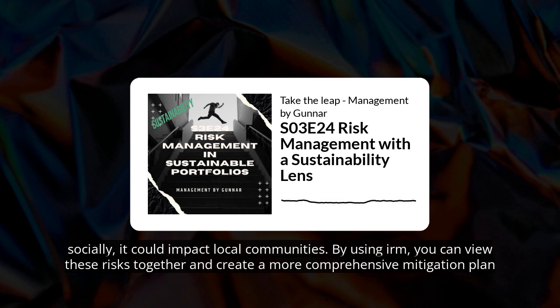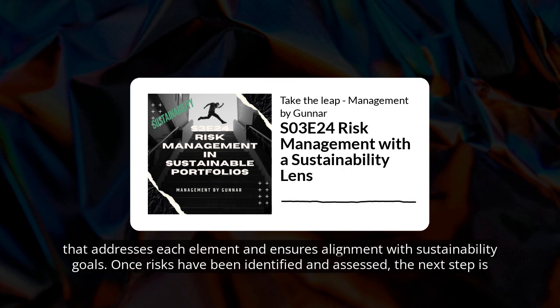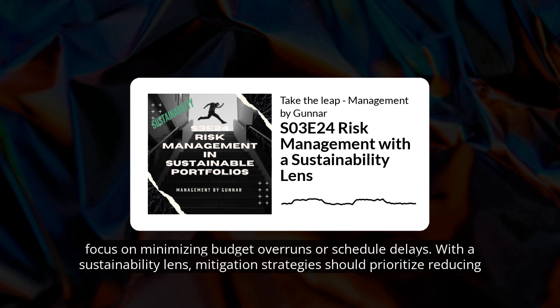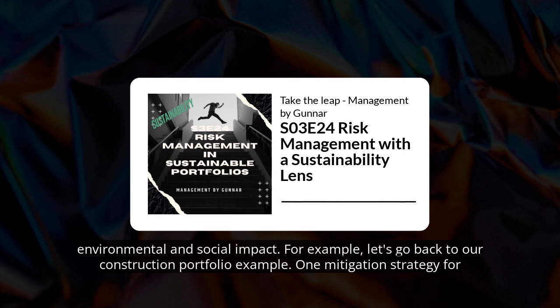By using IRM, you can view these risks together and create a more comprehensive mitigation plan that addresses each element and ensures alignment with sustainability goals. Once risks have been identified and assessed, the next step is developing mitigation strategies that align with sustainability objectives. This requires thinking beyond traditional risk mitigation, which might focus on minimizing budget overruns or schedule delays. With a sustainability lens, mitigation strategies should prioritize reducing environmental and social impact.